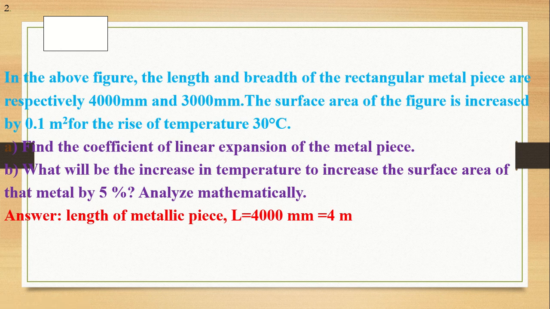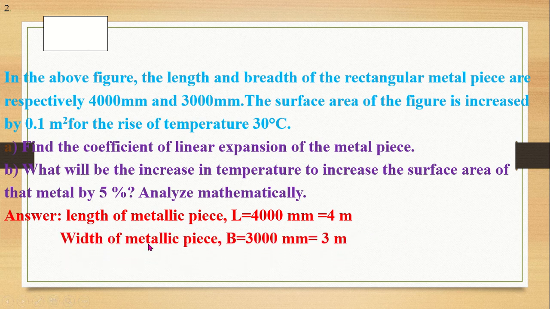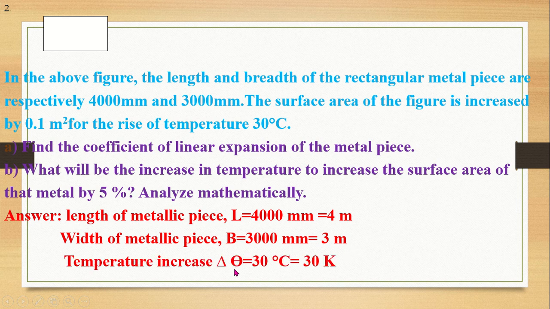Answer. Length of the metallic piece is L equal to 4000 millimeter, that is equal to 4 meter, isn't it? And breadth or width equal to 3000 millimeter, that means 3 meter. Temperature increase del theta equal to 30 degrees Celsius, that is equal to 30 Kelvin. You have to remember one thing, that temperature difference of 1 degree Celsius equals 1 Kelvin. Area increase del A equal to 0.1 meter square. Look here, it is given.